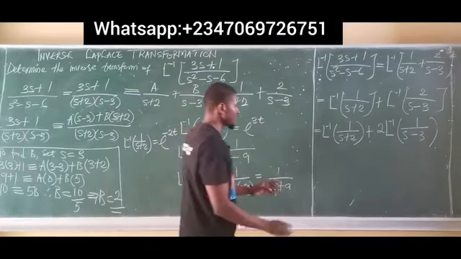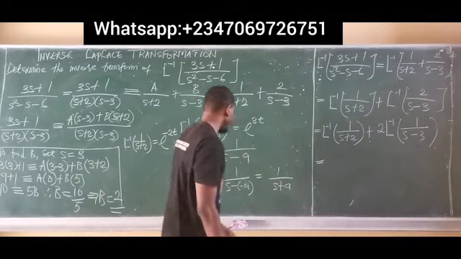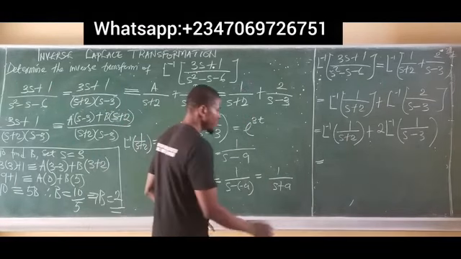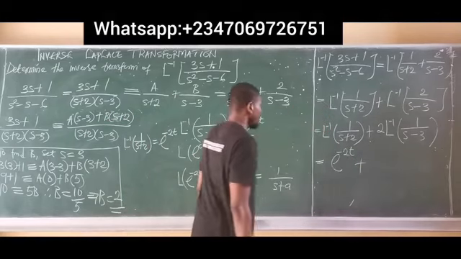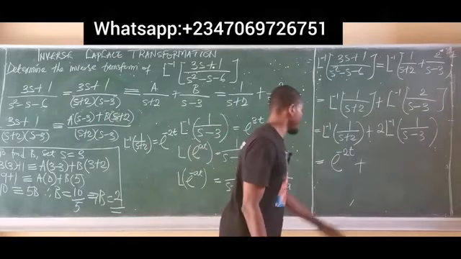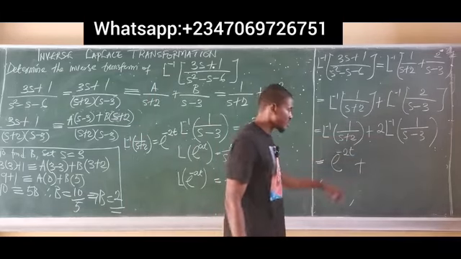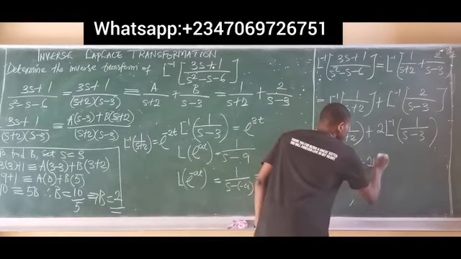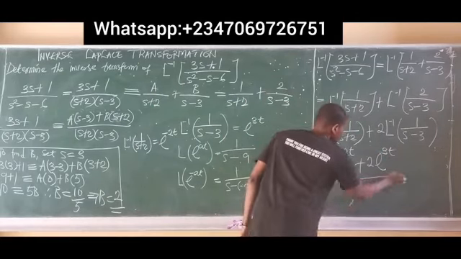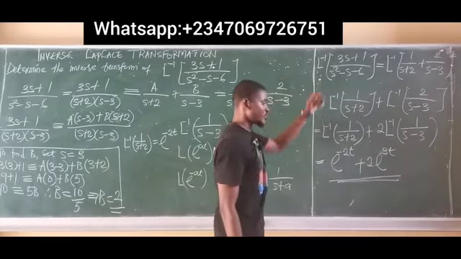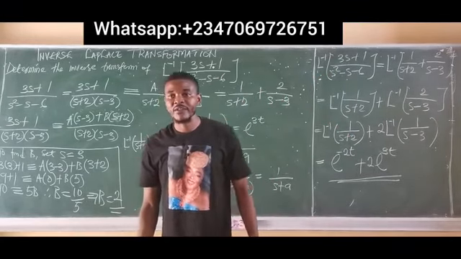So, which means this becomes what? The Laplace inverse of 1 over s plus 2 is simply exponential minus 2t. We have exponential minus 2t plus the Laplace inverse of 1 all over s minus 3 gave us exponential 3t. But not forgetting, there is 2 multiplying it. This becomes 2 exponential 3t. So, this is the answer to that given question. That's how you solve Laplace inverse of a given function.